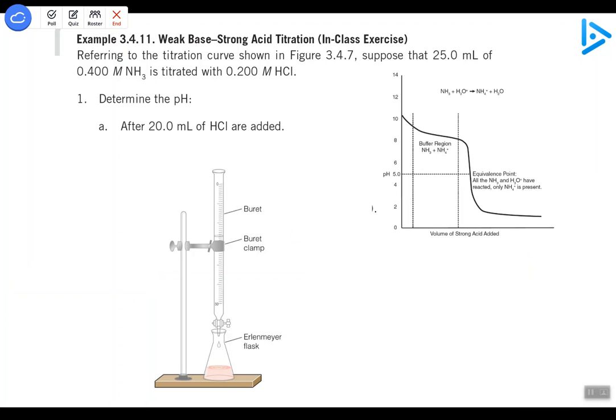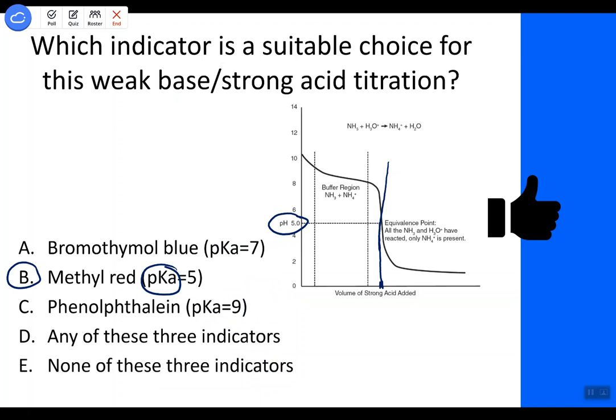So we have our weak base in the Erlenmeyer flask, and we're adding drop by drop this strong acid. In order for us to have the measurements of this experiment, there's also a pH meter that's measuring the pH, but more than likely, we're going to add a drop or two of our appropriate indicator, the methyl red.